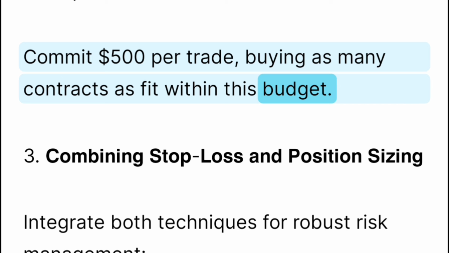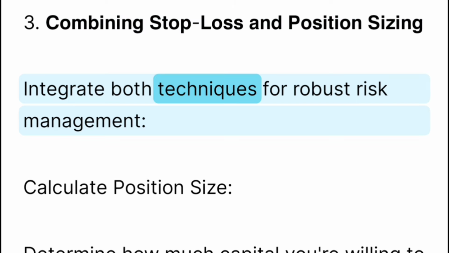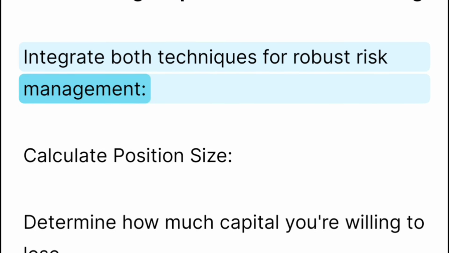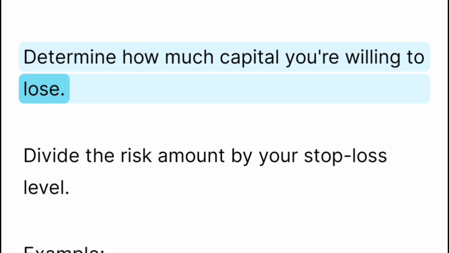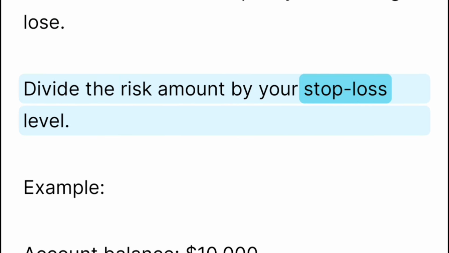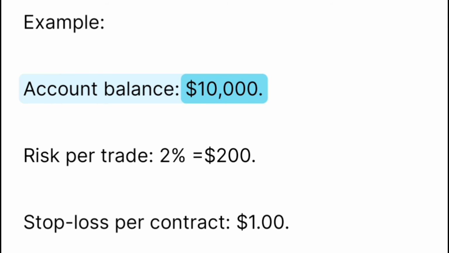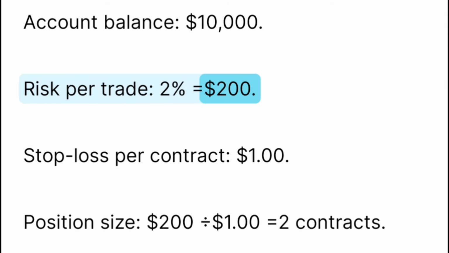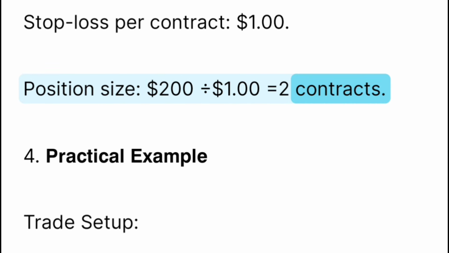3. Combining stop loss and position sizing. Integrate both techniques for robust risk management. Calculate position size. Determine how much capital you're willing to lose. Divide the risk amount by your stop loss level. Example: account balance, $10,000. Risk per trade, 2%, $200. Stop loss per contract, $1. Position size, $200 / $1 = 2 contracts.